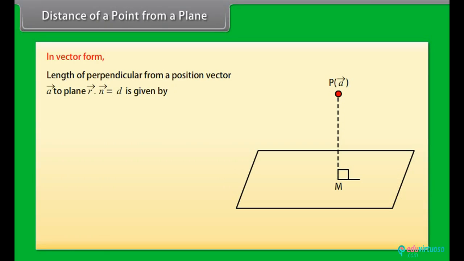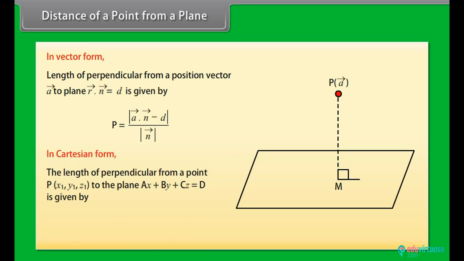Distance of a point from a plane. In vector form, the length of the perpendicular from a position vector A to the plane, vector r dot vector n equals d, is given by the following. In Cartesian form, the length of the perpendicular from a point P(x1, y1, z1) to the plane ax plus by plus cz equals d is given by the following.